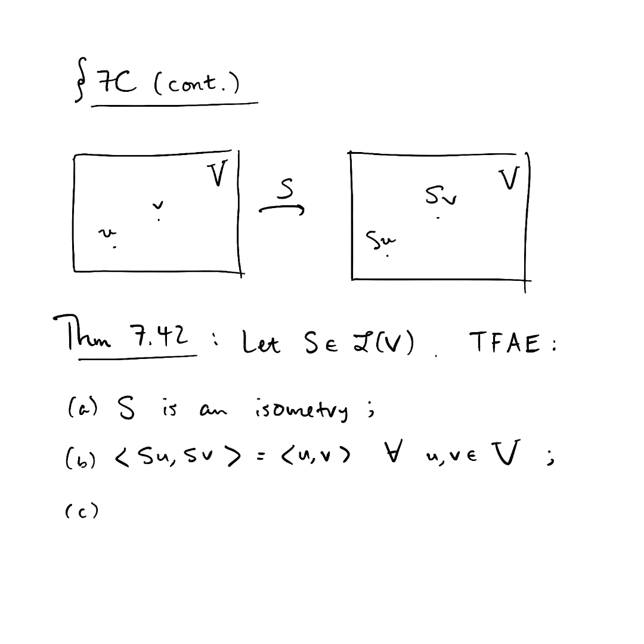Thing C. If e1 through en are orthonormal, then Se1 through Sen are orthonormal too. So people like to say isometries preserve orthonormality.